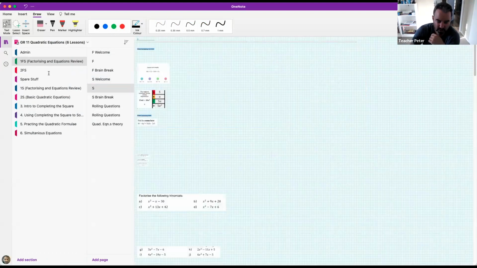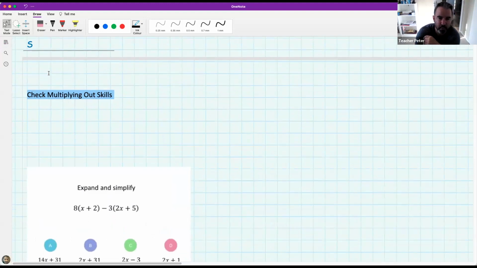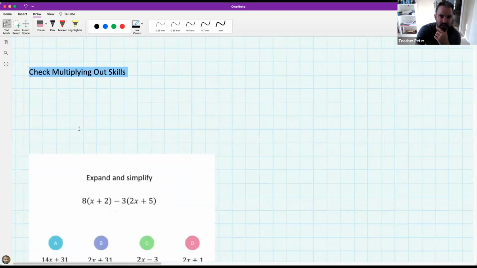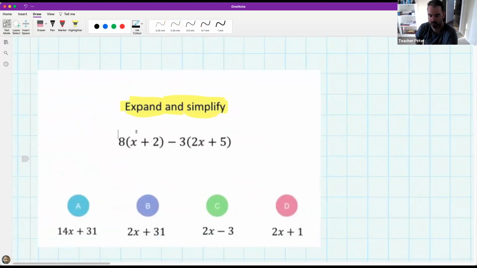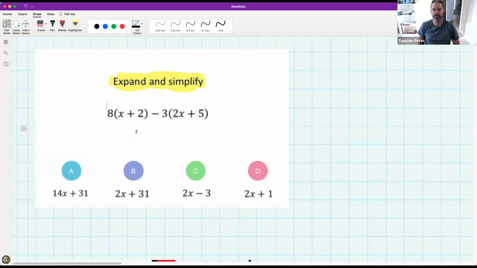All right. So to start this topic, it's important that I check your basic skills, and if they're good, we'll move past it quickly. But the first basic skill is, can you expand and simplify? So here is a multiple choice question where you're given some terms and you have to multiply them out and simplify. Which of these four options would you choose? A, B, C, or D?